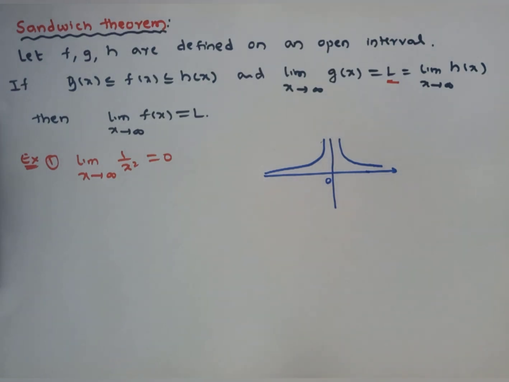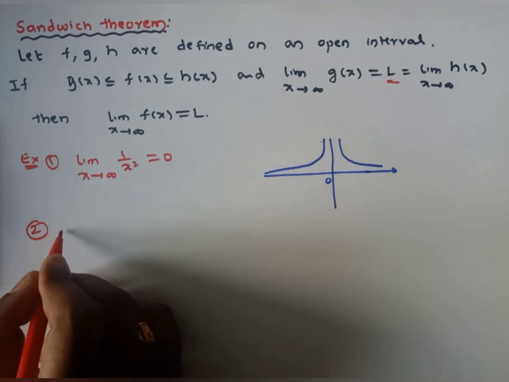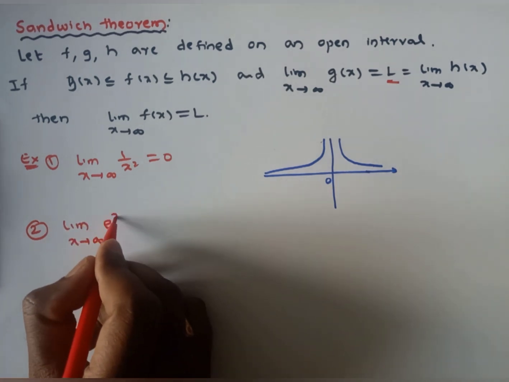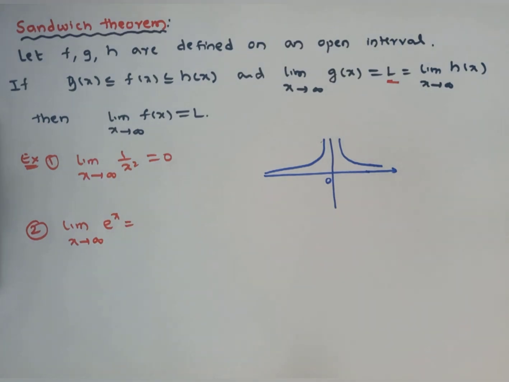And one more example, the exponential function. Limit x tends to infinity of e power x, what is the value? This gives us a doubt. So what is the value of e power x? e power infinity is always infinity.